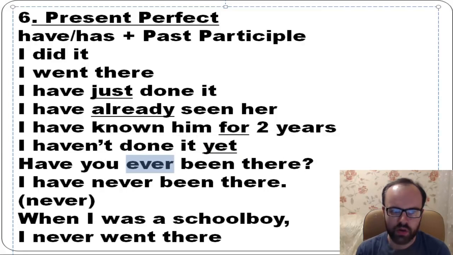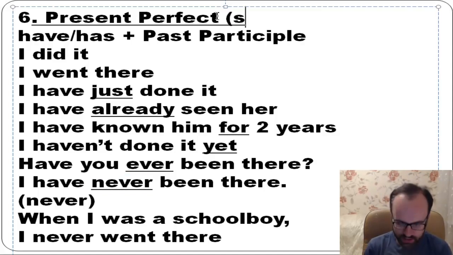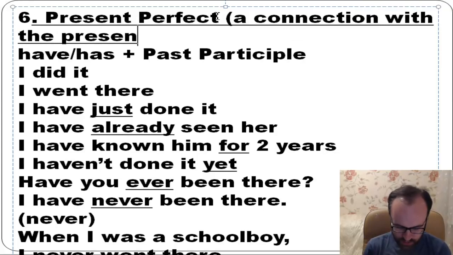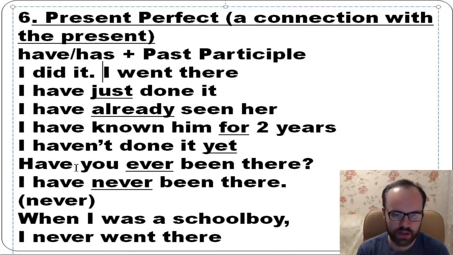Ever, yes, if you want to use ever in questions, you also use present perfect. I have never been there. So I wasn't there some time ago, and you know, it's true now. So you know that when we talk about present perfect, there is some connection with the present. So it's an important thing.